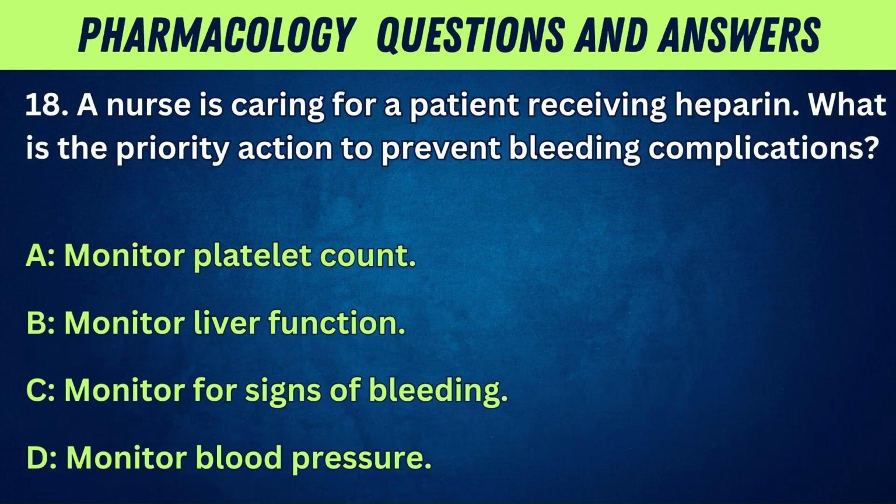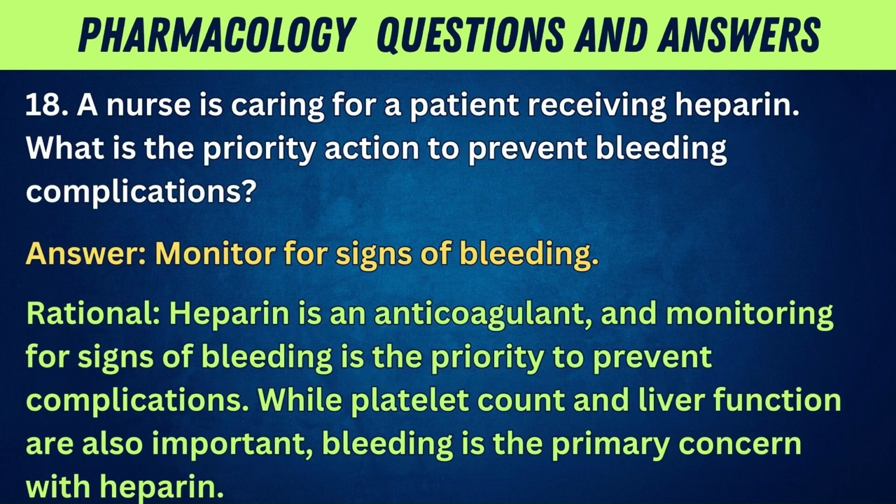18. A nurse is caring for a patient receiving heparin. What is the priority action to prevent bleeding complications? A. Monitor platelet count. B. Monitor liver function. C. Monitor for signs of bleeding. D. Monitor blood pressure. Answer: monitor for signs of bleeding. Rationale: heparin is an anticoagulant, and monitoring for signs of bleeding is the priority to prevent complications. While platelet count and liver function are also important, bleeding is the primary concern with heparin.